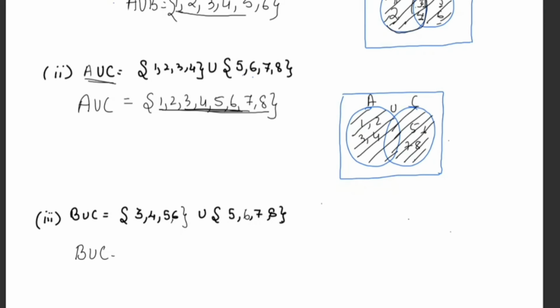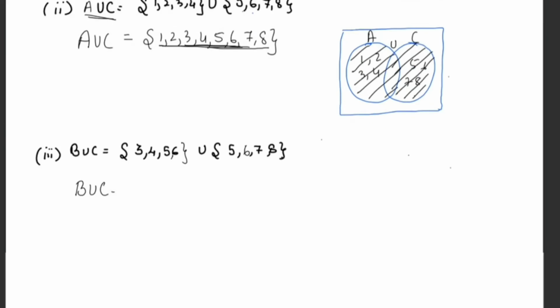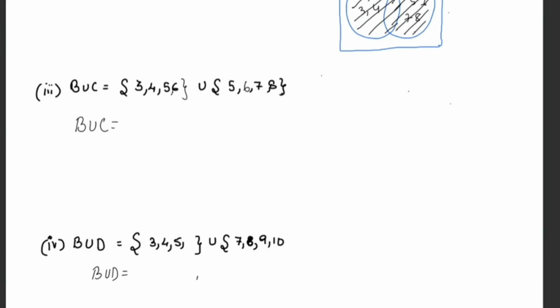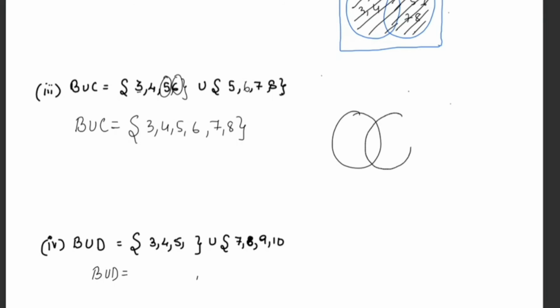This is your shading Venn diagram. B union C is, okay, B here is 3 4, common thing one time, 5 and 6, 5 6 7 8. So let us draw the Venn diagram. B union C.